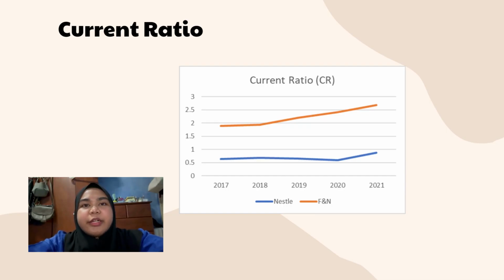Current ratio. The current ratio for Nestle in 2017 is 0.64 and for FNN is 1.89 times. In 2018, 0.68 times, while FNN 1.94 times. In 2019, Nestle's current ratio is 0.65 times, while FNN is 2.20 times. In 2020, 0.59 times, and FNN is 2.41 times. In 2021, the current ratio for Nestle is 0.88 times and for FNN is 2.69 times. As you can see in the graph, FNN's current ratio is quite a bit higher than Nestle's.